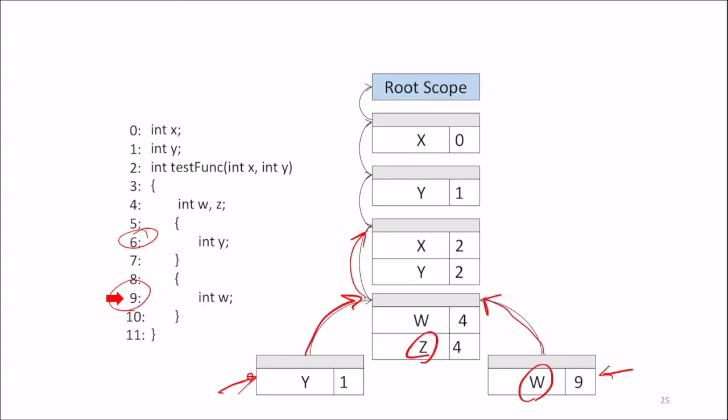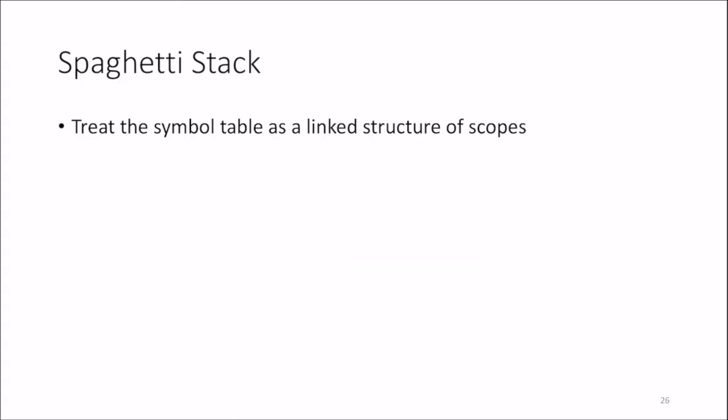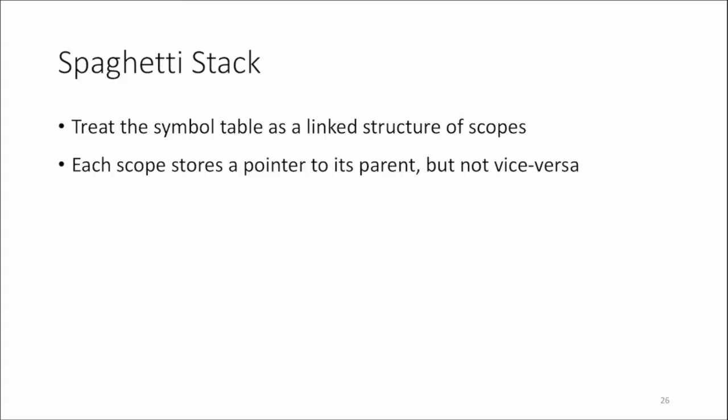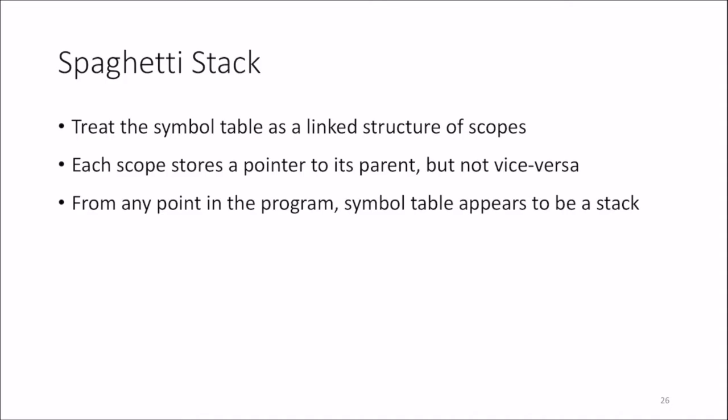A slightly different data structure to store the same information that we saw before, just stored as a stack data structure. And so the symbol table is treated as a linked structure of scopes. Each scope stores a pointer to its parent, but not vice versa. And if you look at any point in the program, as we saw in the previous slide, the symbol table appears to be a stack. So it's very closely related to the previous method of doing it, except here explicitly we're storing all the different scopes in this kind of tree structure. And this data structure for the symbol table is called a spaghetti stack.